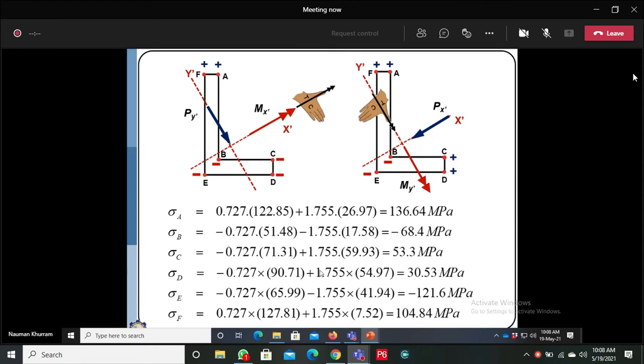We have computed the stress separately due to the moment acting about y-axis and due to the moment acting about x principal axis, and then we are computing their summation. So the maximum tensile stress value is 136.64, and the maximum compressive stress is acting at point E, and the value is 121.6.